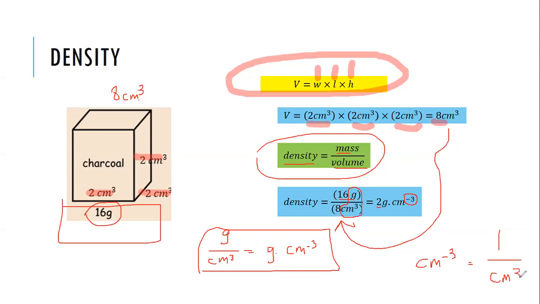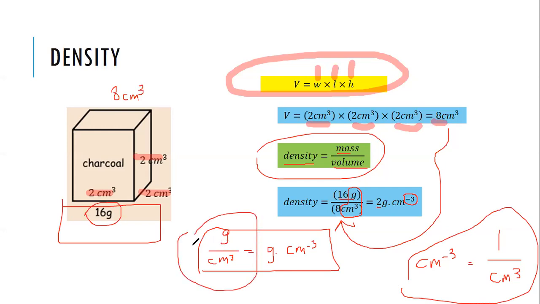Okay, 1 over cubic centimeter. This two is same. So if you want, you can write down like this. I don't mind. But in grade 10 and 12, we have to write down like this. Maybe you didn't see this negative power.